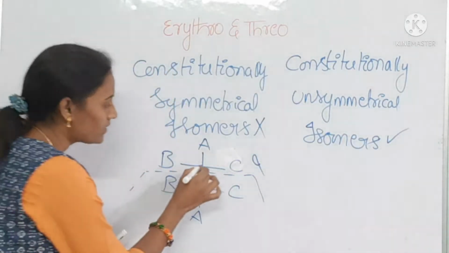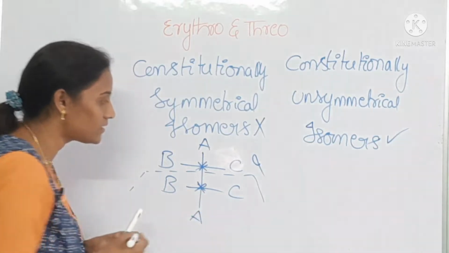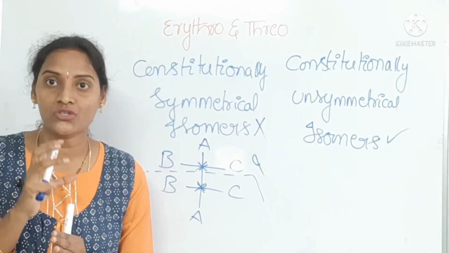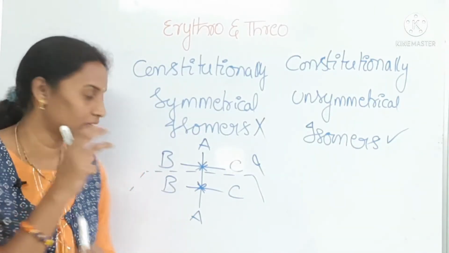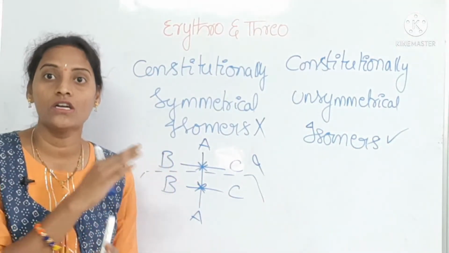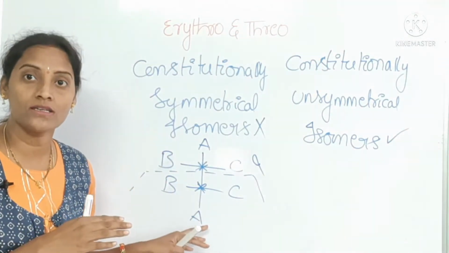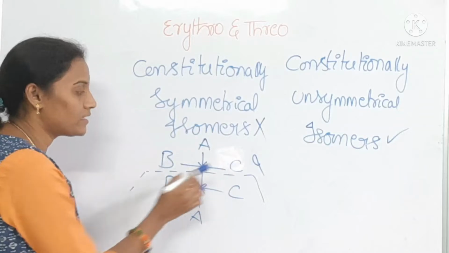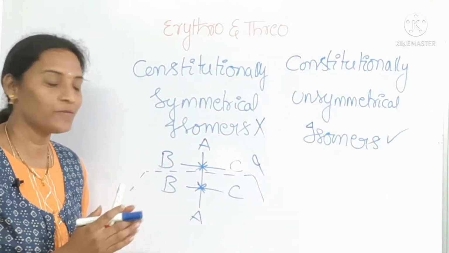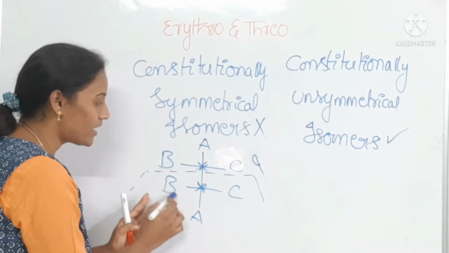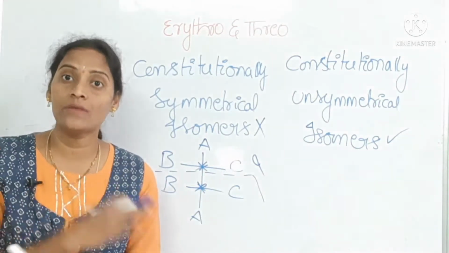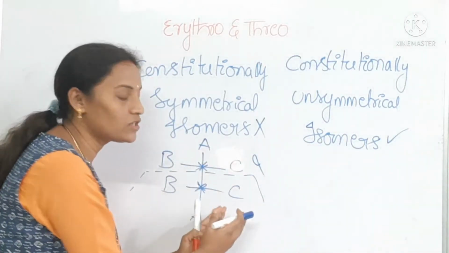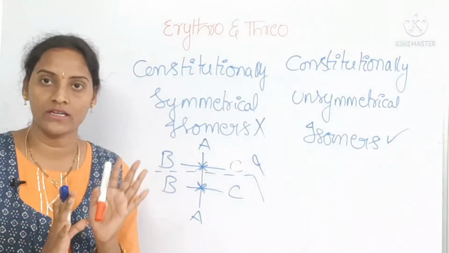Plane of symmetry. See here in this molecule two stereo centers are there, but these two stereo centers have similar substituents. The substituents present at the first chiral center are repeated at the second chiral center also. There is no change. This is A, B, C for the first chiral center. In the same way, this chiral center also has A, B, C, same arrangement and same connectivity, same side. The B groups are on the same side and the C groups are on the same side, and A comes in a vertical line.